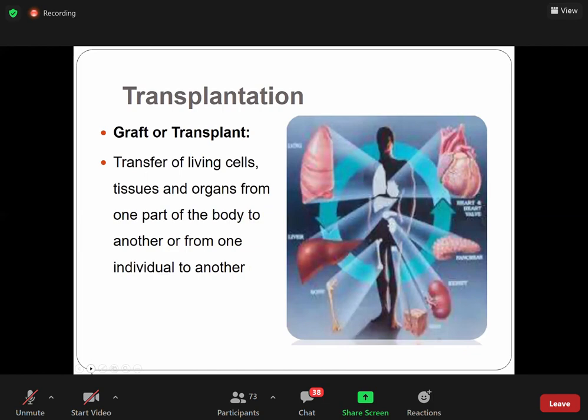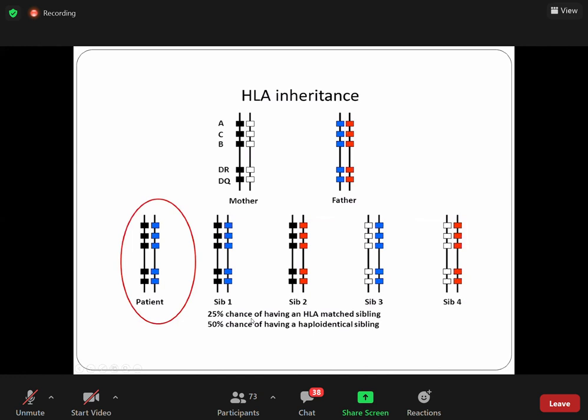The HLA matching is 25% chance of having the HLA match, 50% chance of having haplo identity, and 25% of not matching even a single one.